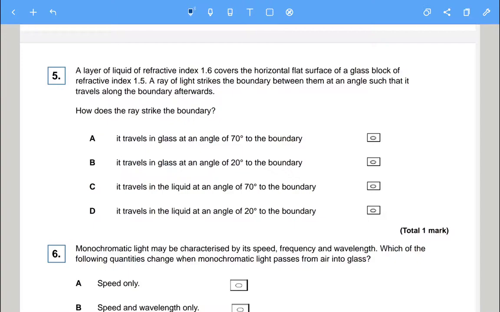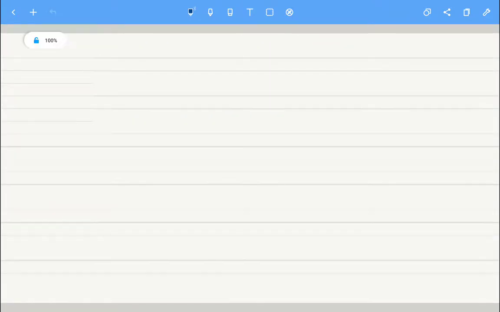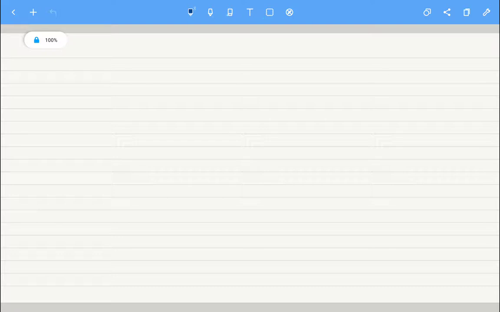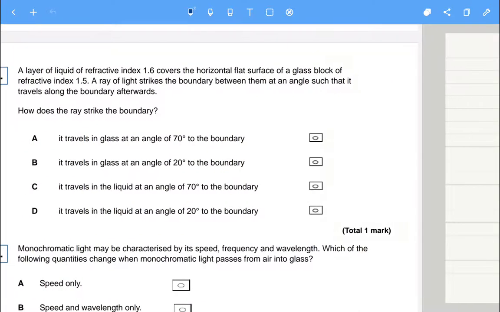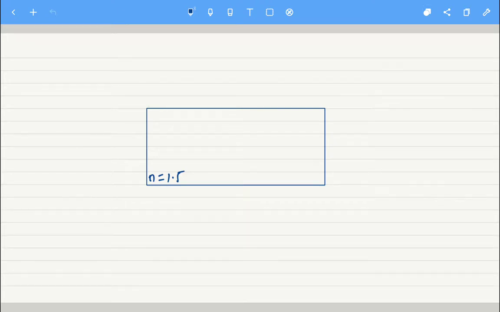If I try and explain the underlying reason, essentially you can have a glass block that has refractive index of 1.5. Then we had a thin layer of water, or some liquid. Water's actually about 1.3, so it's definitely not water, sorry, it's a liquid.